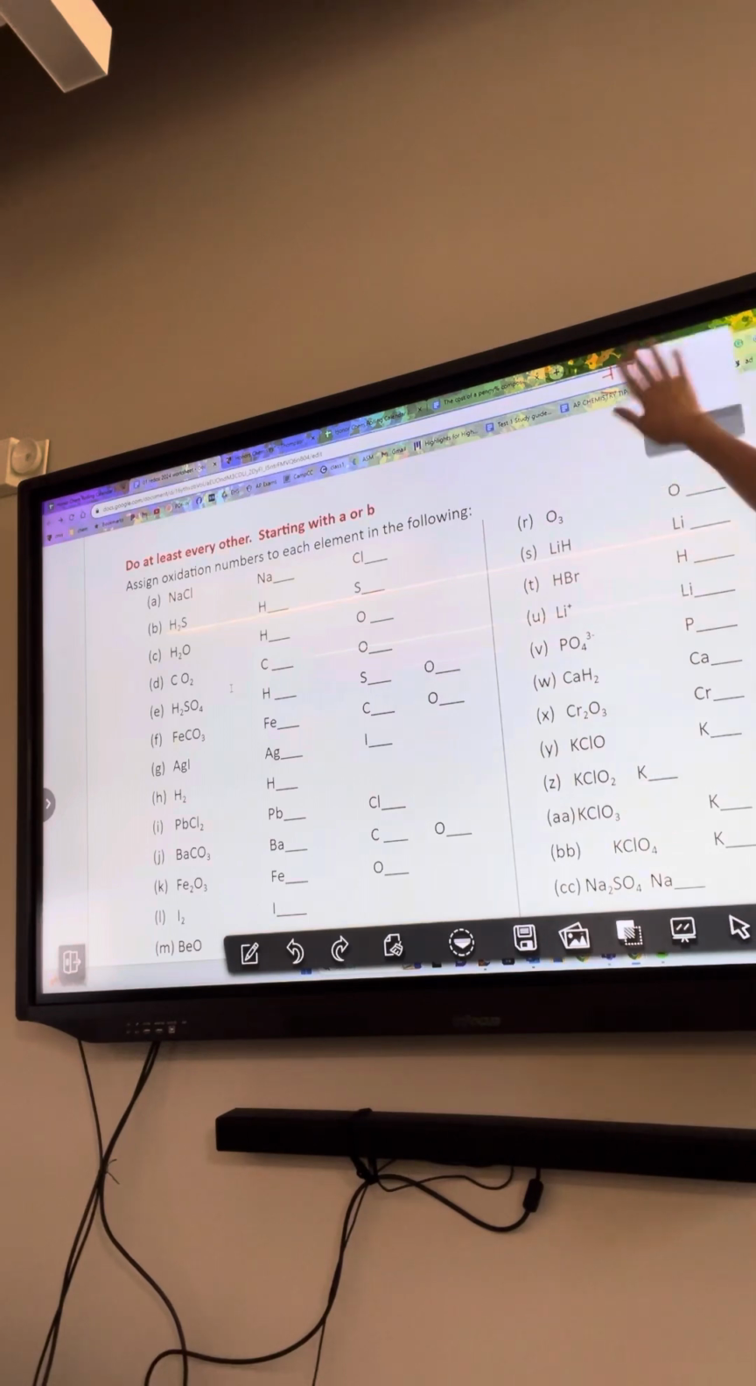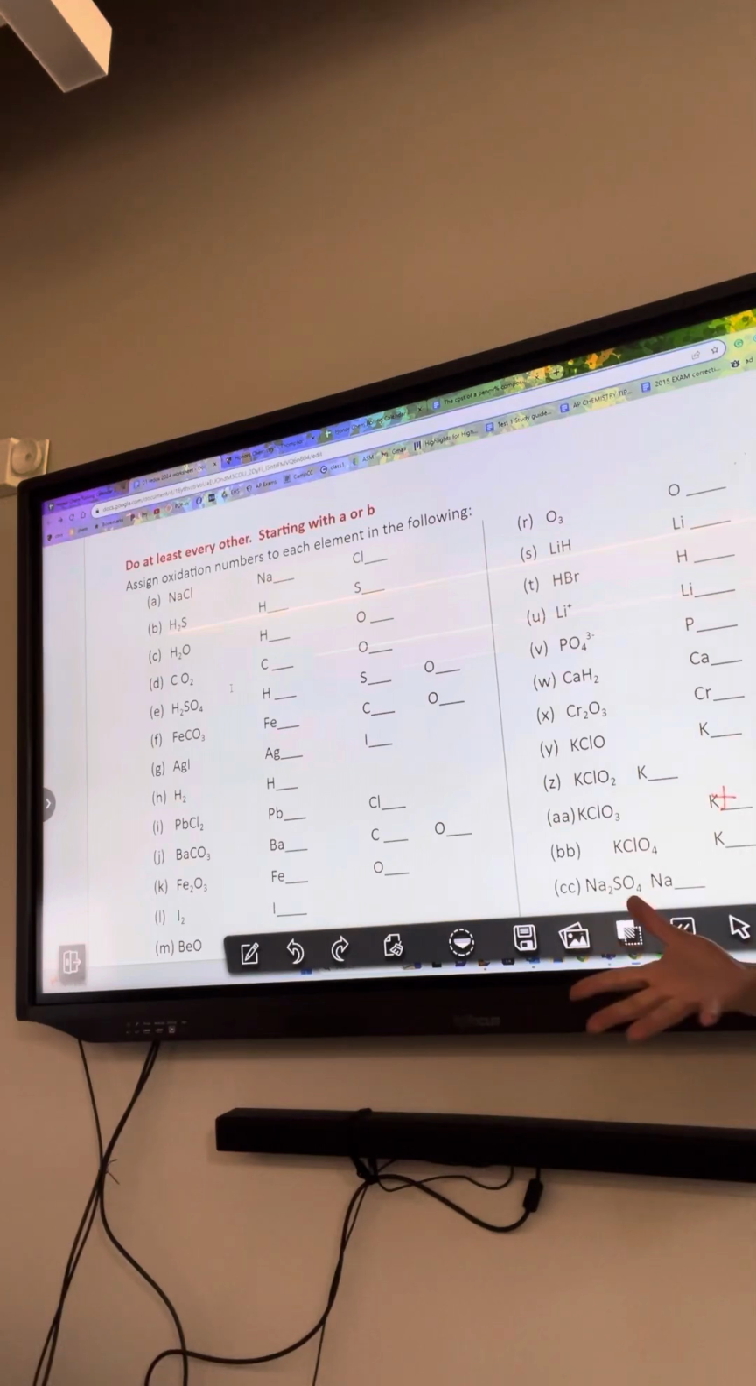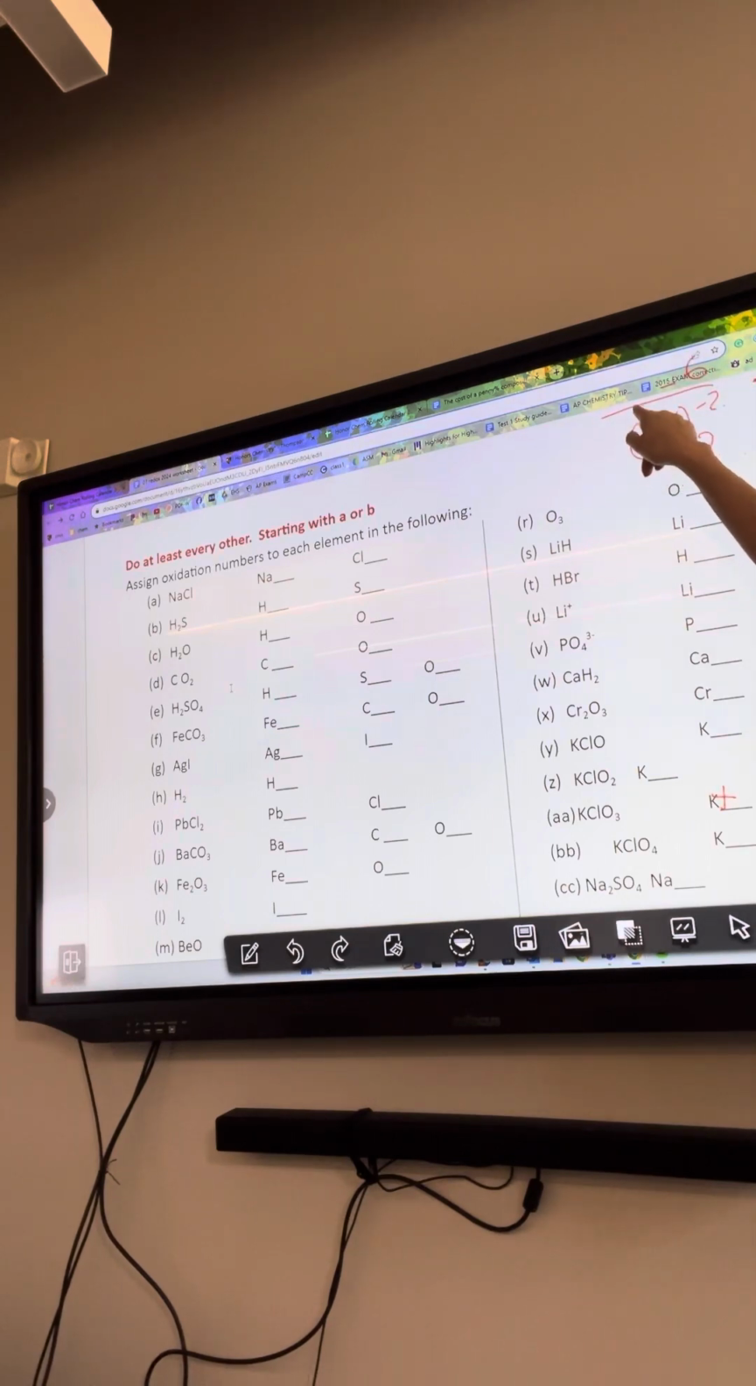KClO3 is gonna change. This is gonna be a plus, this is gonna be a -2. We know that, right? But the ClO3 is still a minus. That's -2 each, so it's -6. What is the charge of Cl in here? +5. Yeah, if you know how to do those, then you've got this.